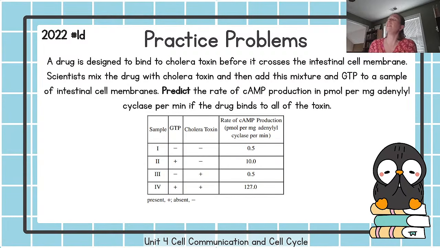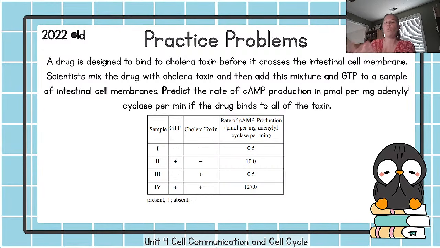So they then say, okay, a drug is designed to bind the cholera toxin before it crosses the membrane. So there's a drug that binds the cholera, so cholera doesn't enter my cell. Scientists mix the drug with cholera and then add the mixture and GTP to a sample of intestinal cell membranes. Predict the rate of cyclic AMP production, and it gives us units, if the drug binds to all of the toxin. So they want you to predict.